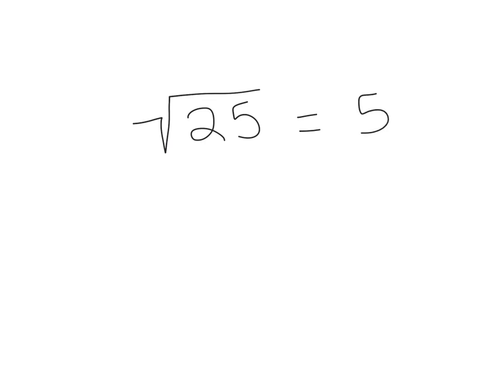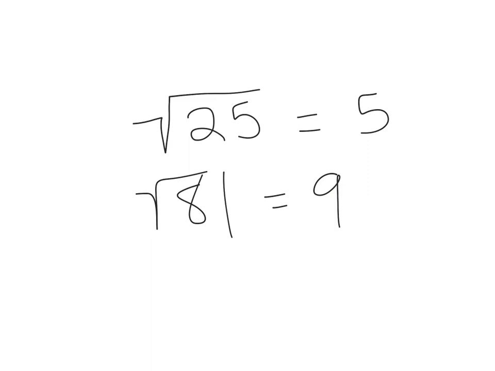Okay, so let's try another one. What's the square root of 81? So you're asking yourself, what number times itself equals 81? If you got 9, you were correct. Okay, so these are called perfect square roots. These aren't too bad if you know your times tables. IXL will take you up to like the number 20. So 20 times 20, 19 times 19.